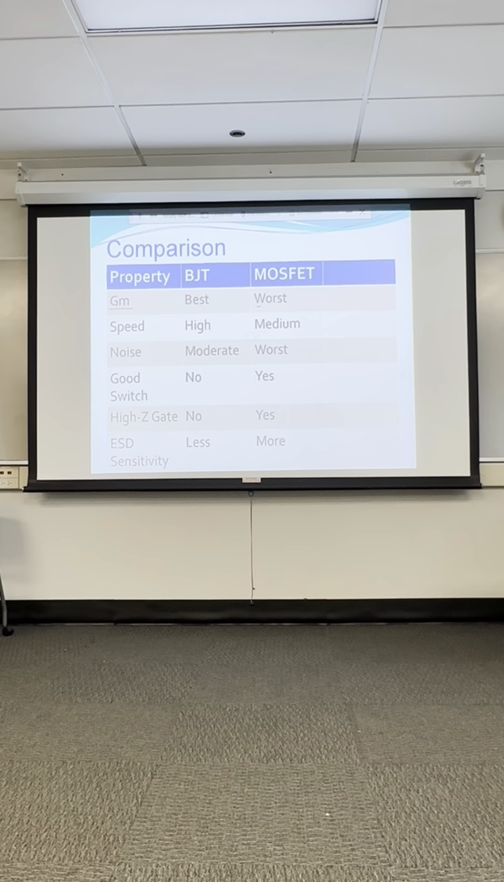As a switching device, and this goes to digital, all MOSFETs are used in digital devices. BJTs, when they switch, are not the best in terms of the speed of switching, whereas MOSFETs can switch very fast. The higher impedance of the gate: BJTs have a low impedance on the base. MOSFETs have input impedance in megohms on the gate. And then ESD sensitivity: MOSFETs are definitely more sensitive to ESD compared to the BJT transistor.